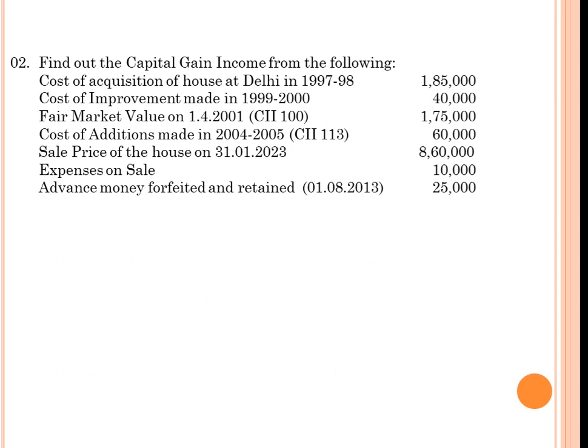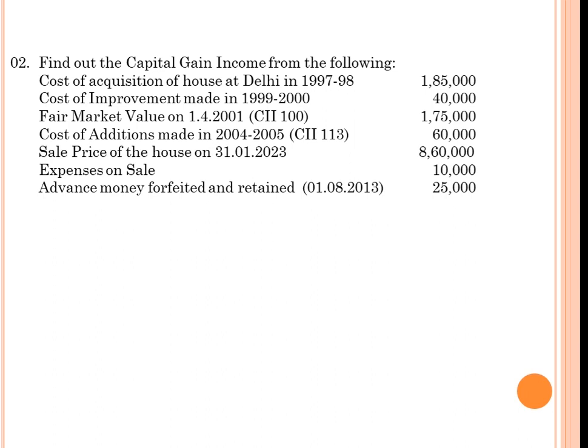So I said earlier how we are going to classify these sums as short-term or long-term: simply, whether the asset is held by the assessee for above 36 months or not. Here, it was purchased in 97-98, and the property is going to be sold in the year 2023. So that is well above 36 months. So we take it as long term.